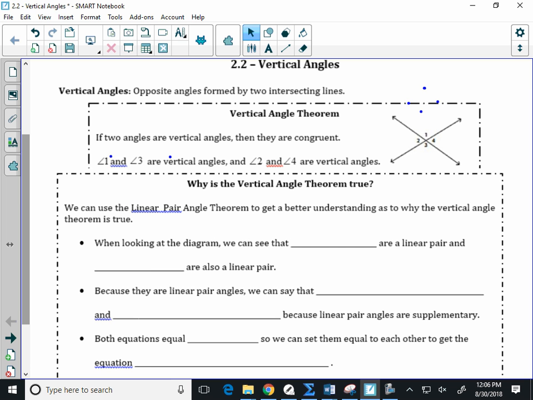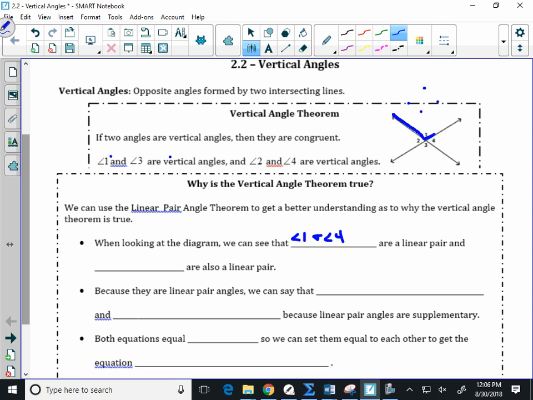What do we know about linear pair angles? They're right what? They're not right angles. They're right beside each other. They can't be right angles, not all the time. They're right next to each other and they form a what? Straight line. Parker, give me two linear pair angles. 1 and 4. They are linear pair angles.